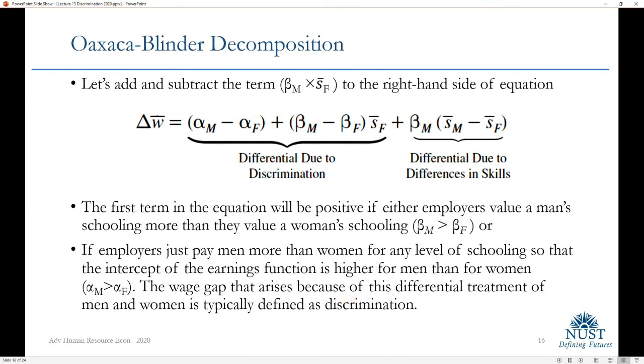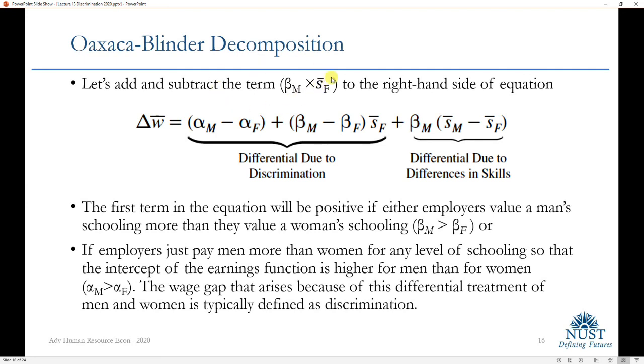And this is the Oaxaca-Blinder decomposition. So in the equation that I mentioned before, if you simply add and subtract this, adding and subtracting means that mathematically it doesn't change the equation, because they cancel themselves out, but adding and subtracting some components gives us very insightful solutions. So this is why we are doing this. We are multiplying the coefficient of the male earning function with the average of female skills, and we are adding that and subtracting that from the equation.